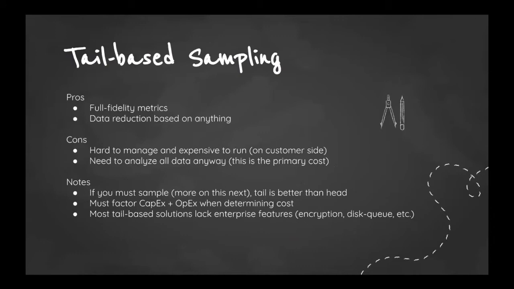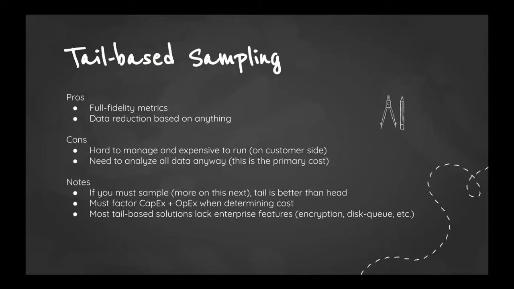Tail-based sampling, on the other side, actually provides full fidelity metrics, and it allows you to reduce the data based on anything available in the telemetry data that you're collecting. So that's very powerful. The cons are that it's typically hard to manage and it can be quite expensive to actually run these collectors. I'm talking about primarily the customer side.